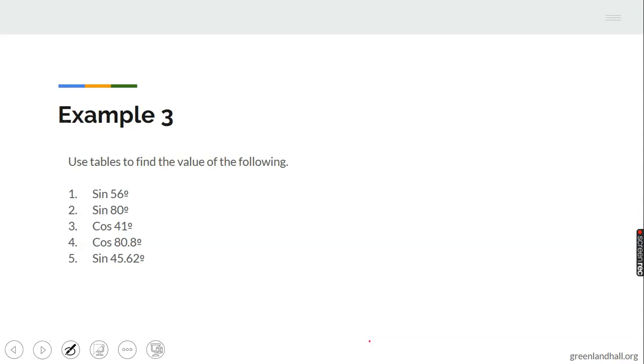Now let's look at this example. We have to find, using tables, the value of the following. We want to look for sine 56. Let me write it out here. Question 1. You check your sine table. What is sine 56? You check 56 under 0. I have 0.8290. This is to 4 decimal places.